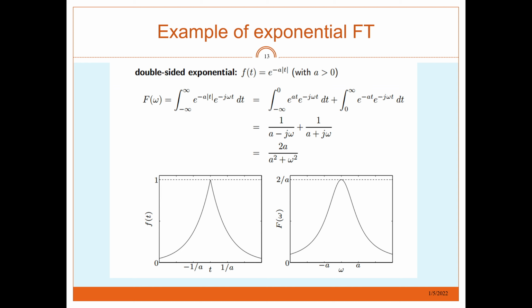This is the derivation for the exponential function e to the minus at, and then you multiply with the formula here. For this one we have two parts because it's an absolute value. That means we have two exponential functions, and when we solve this, we will have 2a over a squared plus omega squared. So this is different from the original e to the j 2 pi ft. This is the absolute value.